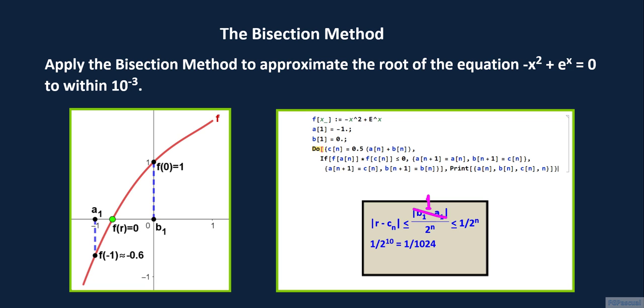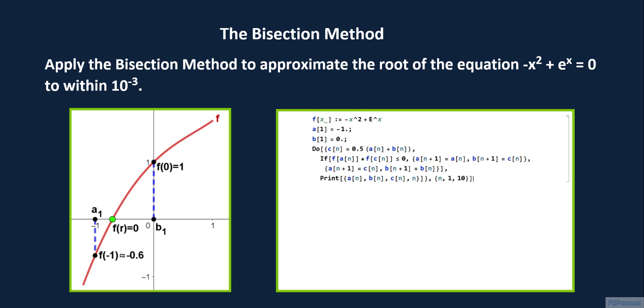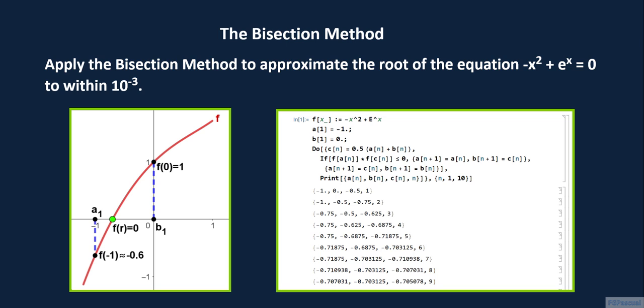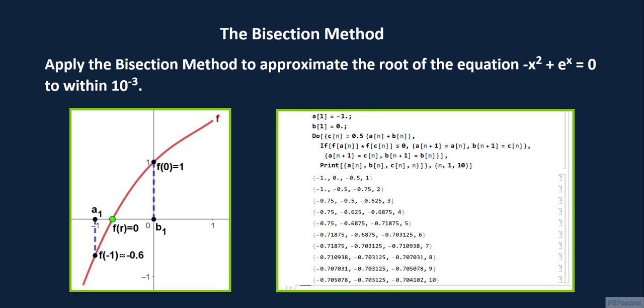1 divided by 2 to the 10th power equals 1 divided by 1024, which is less than 1/1000, which is the prescribed accuracy for the estimate that we are looking for. So we carry out 10 iterations, and therefore n goes from 1 to 10. We execute this entire cell of lines of code. And here we have the results of the iterations.